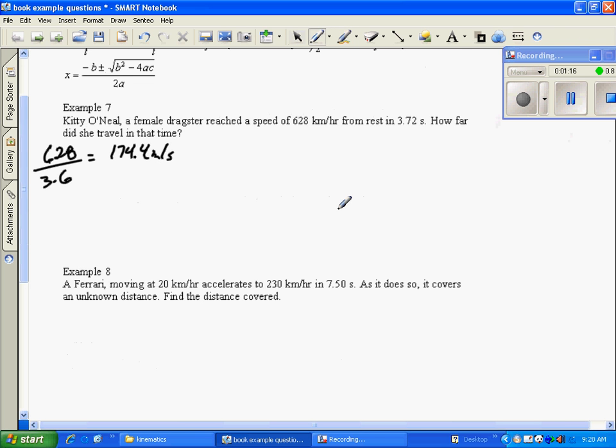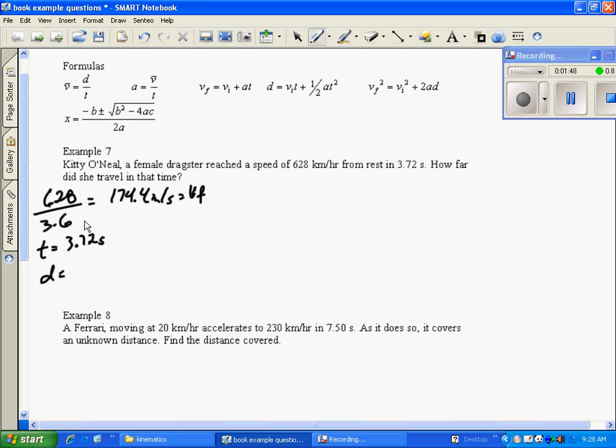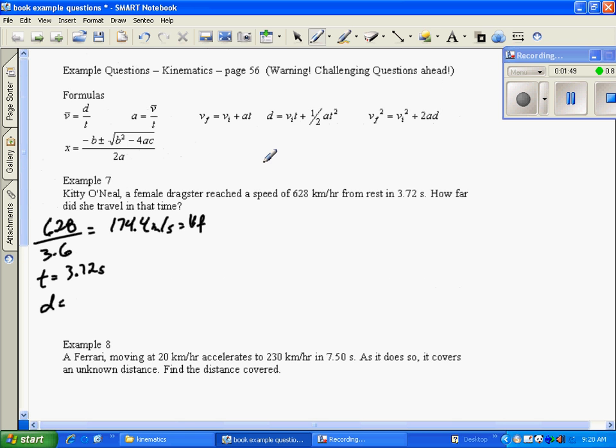And that all occurs in a time of 3.72 seconds, right? We're solving for distance, and this here is my final velocity, VF, because she started from rest, and she's reaching 174.4 meters per second. How far did she travel in that time? How can I do this? Is there one thing I need? Do I have a formula with VF, T, and D in it?